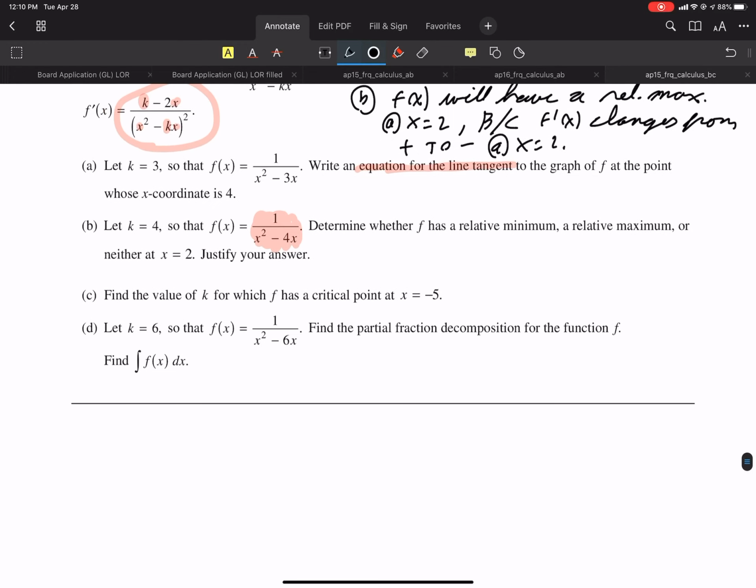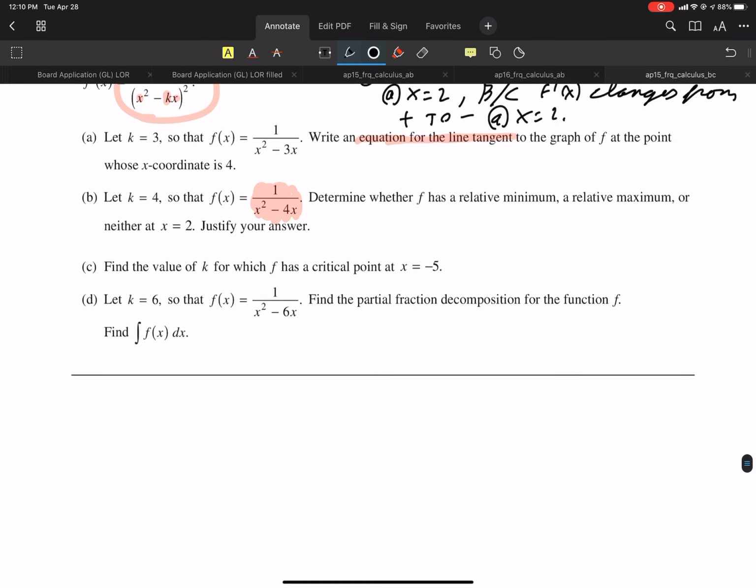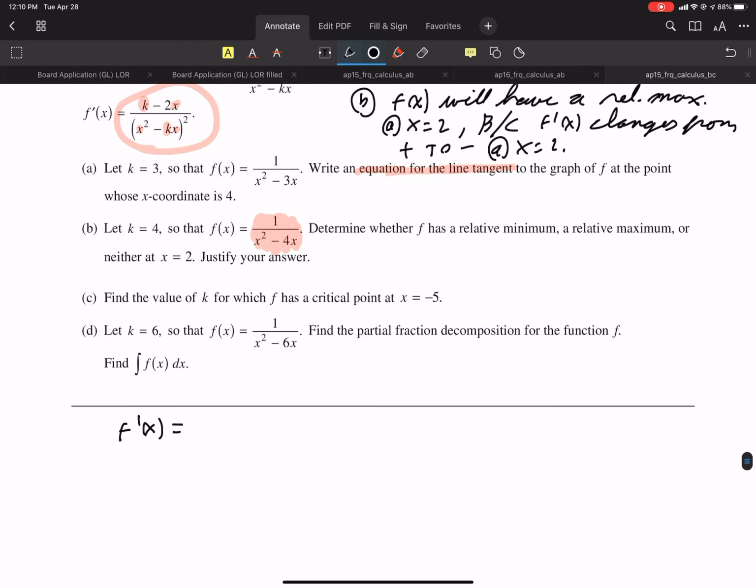All right. Find the value of k for which f has a critical point at 5. So f prime of x we have as k minus 2x over x squared minus kx squared. So what is a critical point? It's a value of x that makes the derivative 0 or undefined. But we want to have a critical point at negative 5. So that means f prime at negative 5 better be 0 or undefined.